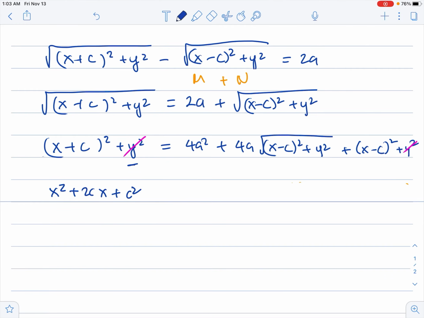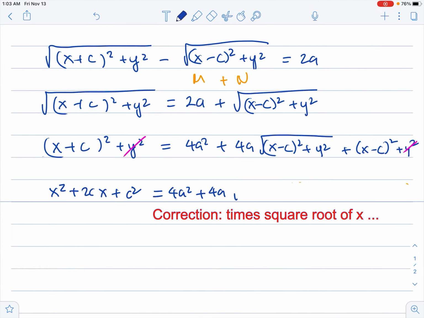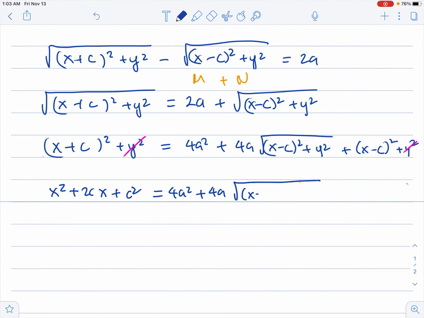Wala na yung y squared. So, this is equal to 4a squared plus 4a times the square root of (x minus c) quantity squared plus y squared. And then, pwede ko rin i-expand itong isa. Yung (x minus c) quantity squared, which is equal to x squared minus 2cx plus c squared. Yung magkapareho, pwede natin i-cancel kasi we can subtract them from both sides. And these are c squared and x squared.